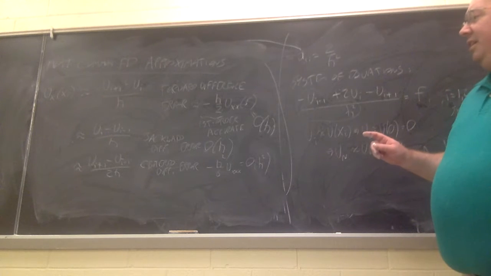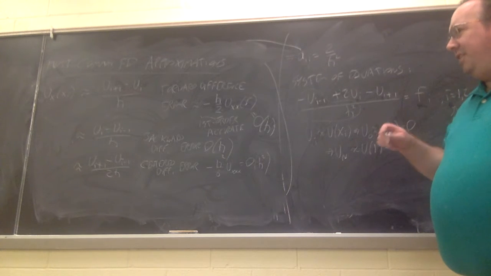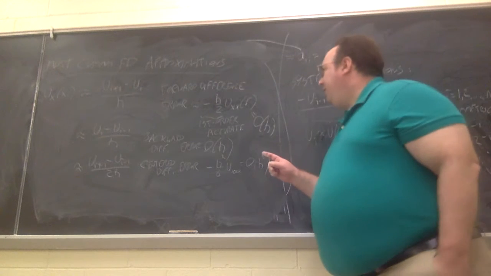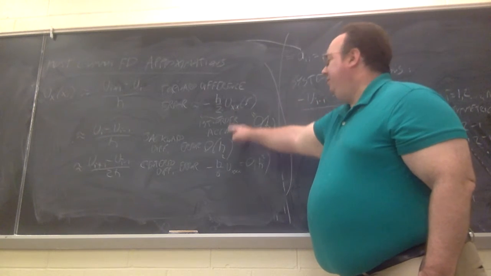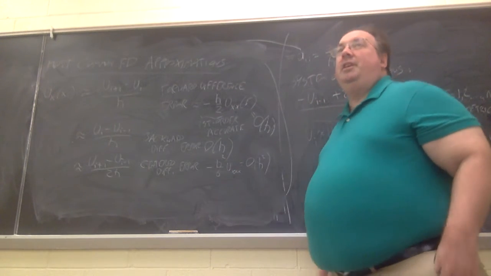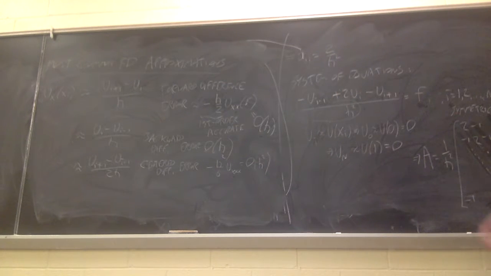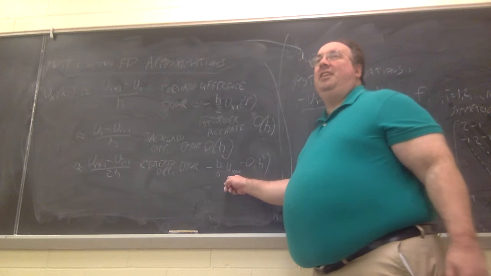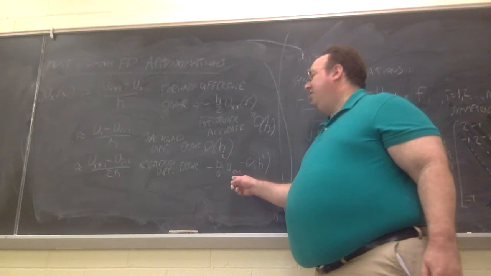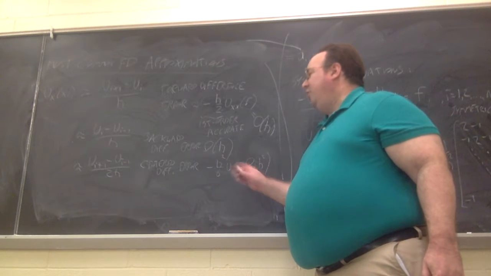But there's one devil in the details thing. Notice here this error depends on the second derivative. Here the error depends on the third derivative. If your solution to your PDE is not very smooth, like what if the third derivative doesn't exist? Then this could be large. So then you don't really get the accuracy.